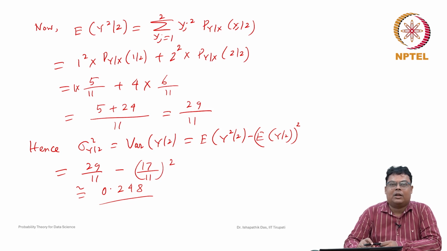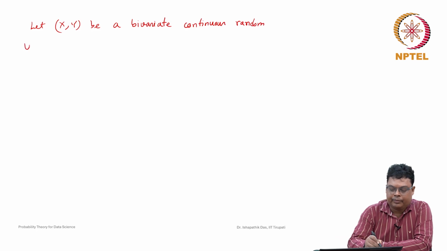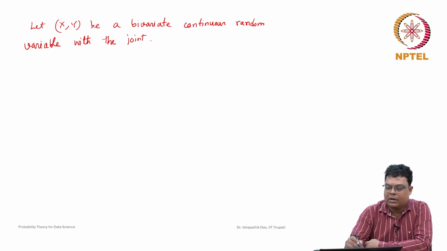Now similarly, we'll discuss the continuous random variable case. If we consider the continuous bivariate random variable, how do we find the conditional mean and conditional variance? If x and y are continuous random variables, let (x, y) be a continuous bivariate random variable with the joint probability density function f of x y.